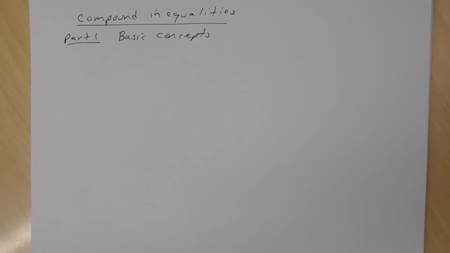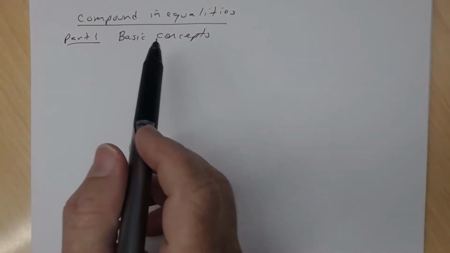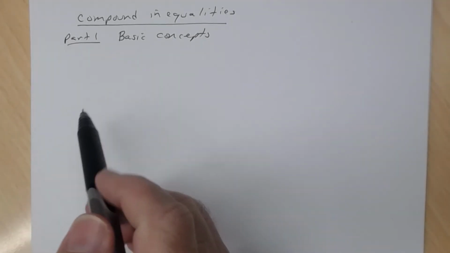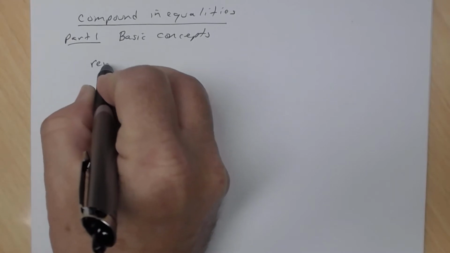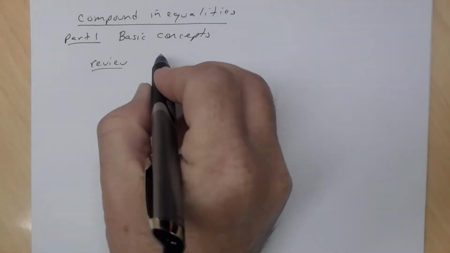Okay, so in this lesson we're going to talk about compound inequalities. So this will be part one. Now let's kind of review inequalities. So we're going to look at this example, and remember this is a review.